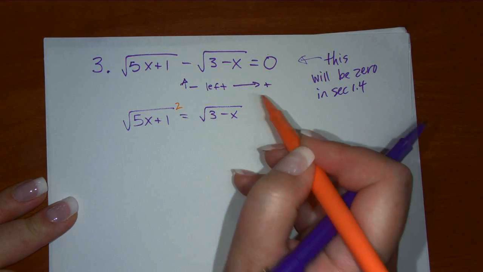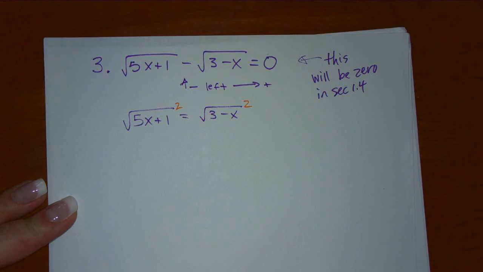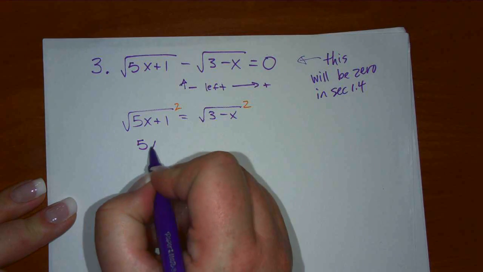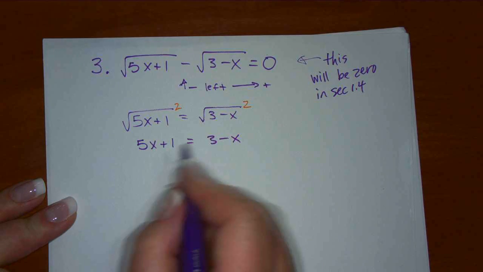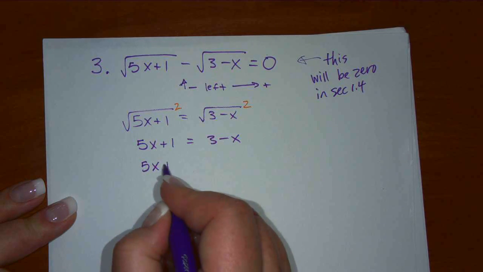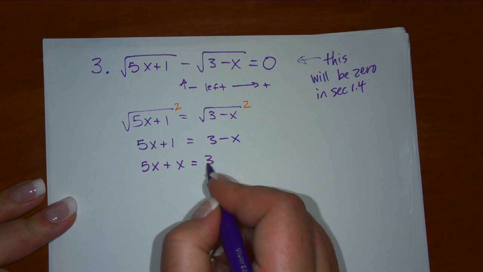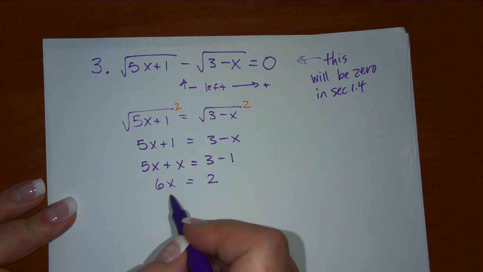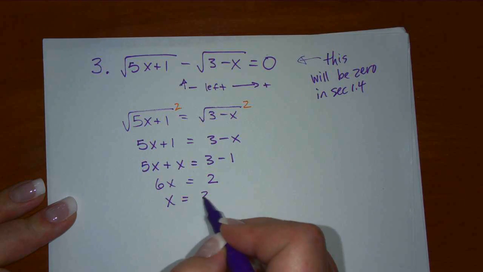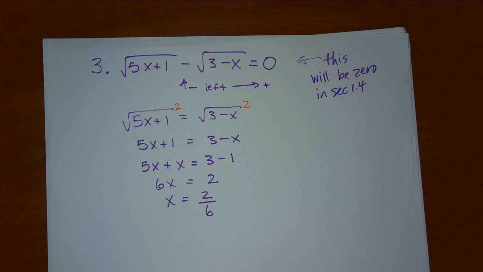So you can even just write it here. You don't need to write the step over again. So 5x plus 1 is equal to 3 minus x. So bring the x over and the 1. Two over 6. 1 over 3, right, reduce it.